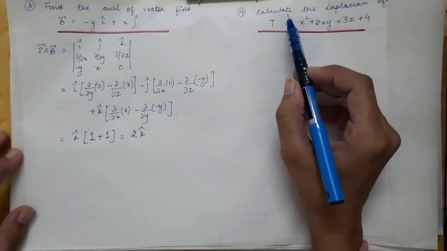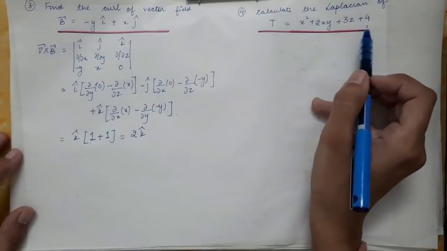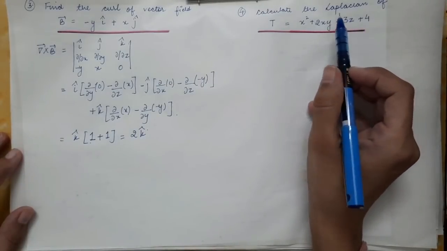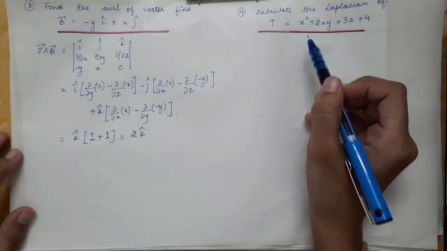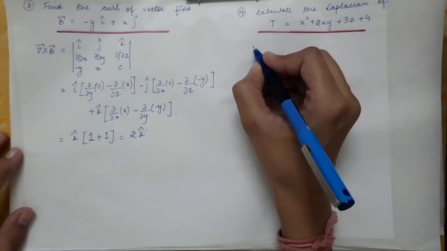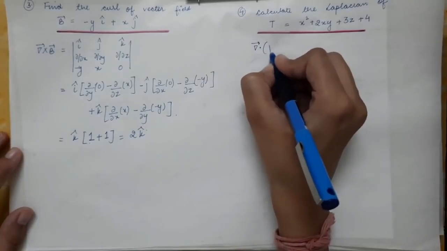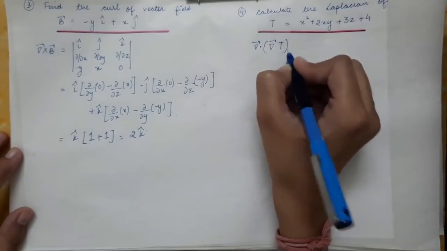Next we have to find the Laplacian of a scalar field. Now we are given the expression of the scalar field and we have to find the Laplacian. So in the last lecture of Green's theorem, we found what a Laplacian operator is. Laplacian operator is nothing but divergence of gradient of a scalar.